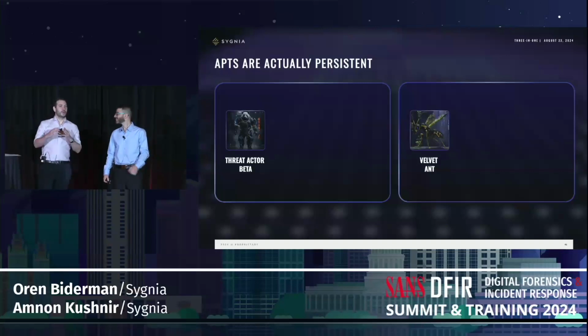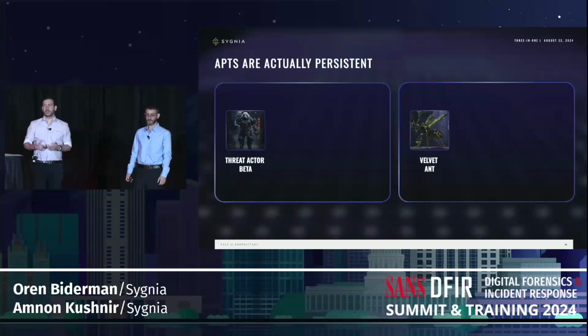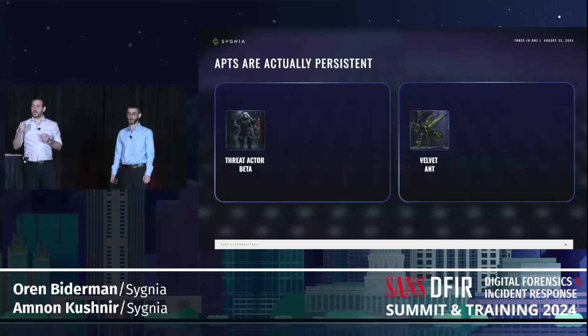Okay, so until this point, we managed to understand that APTs are actually persistent, okay? And for that, let's do a side-by-side comparison of how the different threat actors, threat actor beta and Velvet Hunt, have responded to our operations and what their persistency is in their methodology. So let's start with threat actor beta.